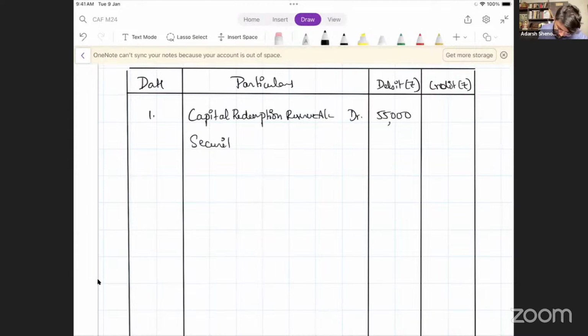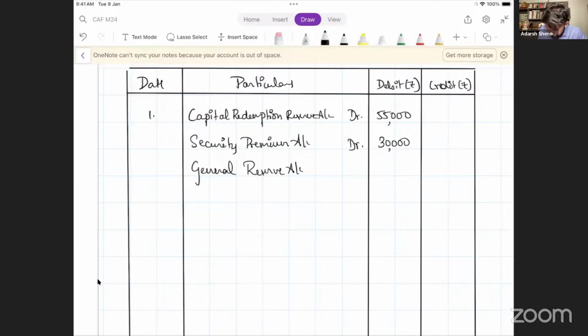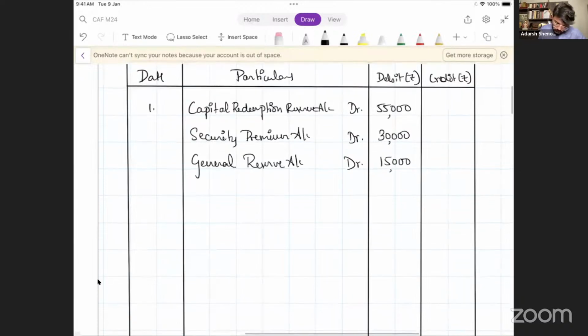Securities premium account. We had 30,000 in securities premium. Then remaining, I will debit general reserve. 15,000. How did I get this 15,000? This is 1 lakh minus 55,000 minus 30,000. Where did I get that 1 lakh from? That's the amount of the bonus issue. We've done the working note first, to find out the amount of the bonus issue.